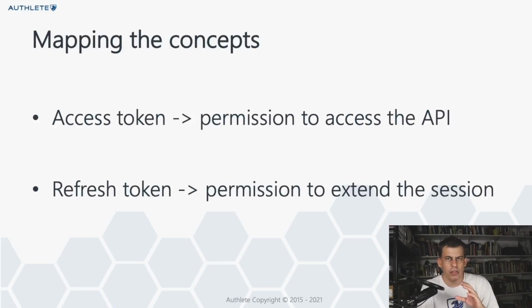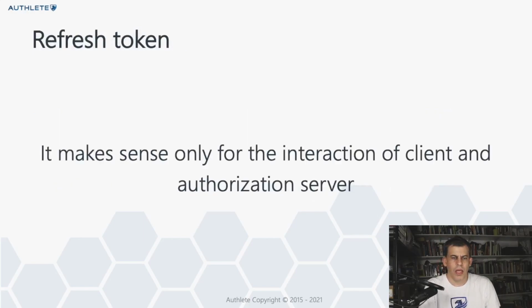So, mapping the concepts: the access token is used for the client to have access to a certain protected resource through an API, while the refresh token is the mechanism for extending that access. In other words, it's extending the session with access to the protected resource. And as it is an object used exclusively for extending the session, it only makes sense in the interaction between the client and the authorization server.